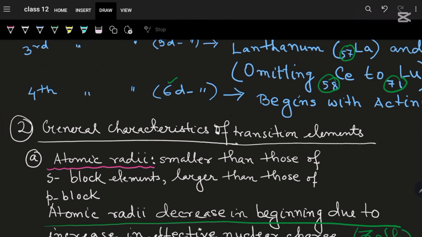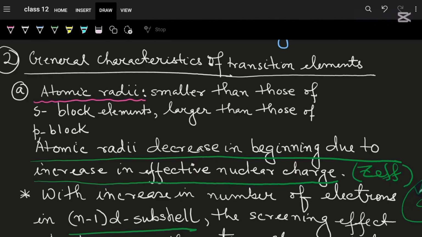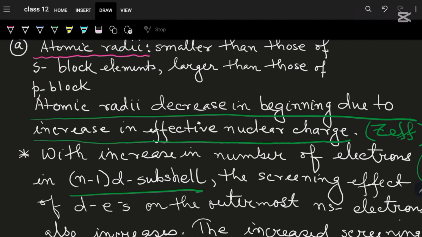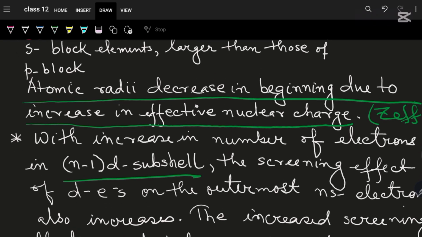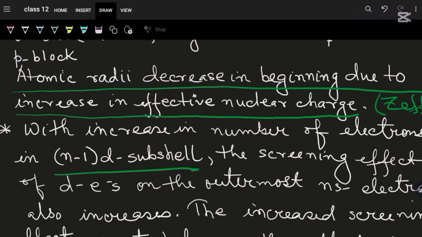It is still incomplete. The general characteristics of transition elements: the first thing, if we compare their atomic radii to that of S block and P block, we can see that they are smaller than that of the S block but larger than that of the P block on account of the difference in the effective nuclear charge. That is, atomic radii decreases in the beginning. Why? Due to the increase in the effective nuclear charge. So for that reason, they have a lesser atomic radii than that of the S block elements.